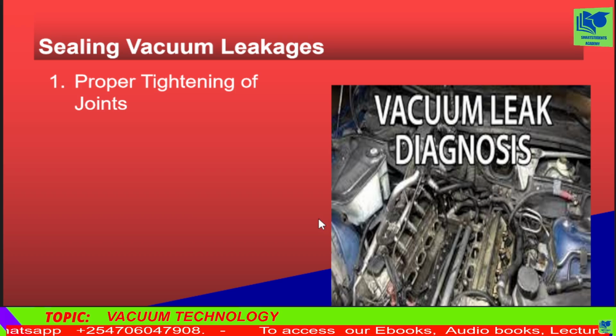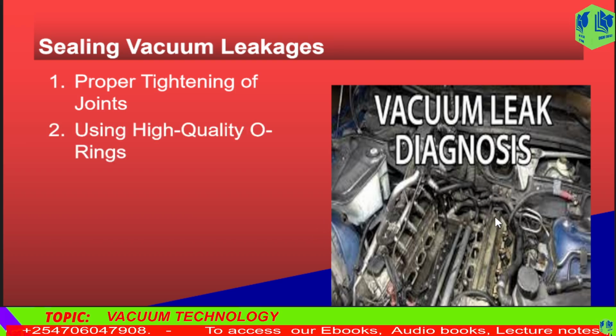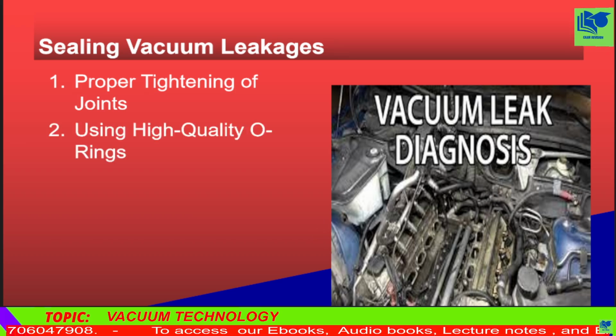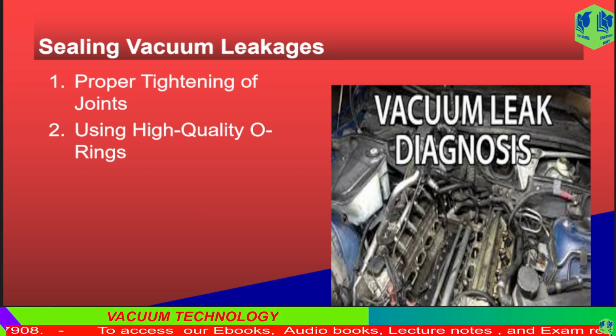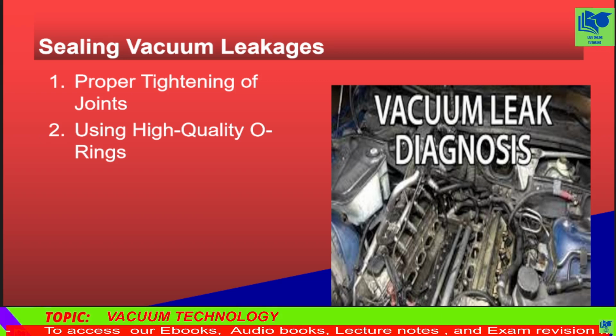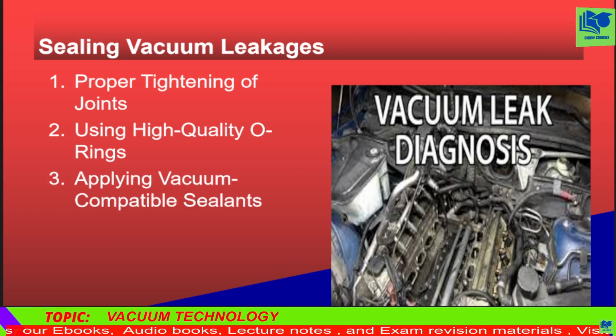2. Using high-quality O-rings. Replacing old, worn-out O-rings with high-quality, vacuum-compatible alternatives can often resolve leakage issues. 3. Applying vacuum-compatible sealants. Specialized sealants designed for vacuum environments can be applied to small cracks or imperfections to create airtight seals.